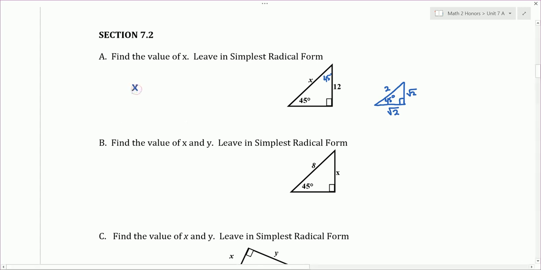So x is the hypotenuse of the larger one over the right side of the larger one, so x over 12 is equal to the hypotenuse of the smaller one, 2 over square root 2. I cross multiply and I get the square root of 2 times x is equal to 2 times 12. Then divide by square root of 2, and you get x is equal to 24 divided by the square root of 2.